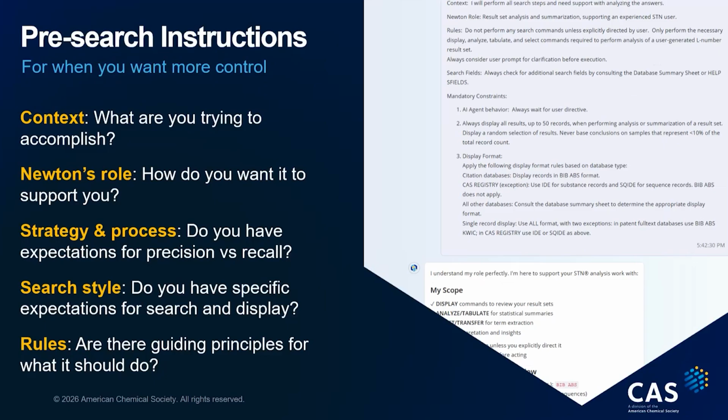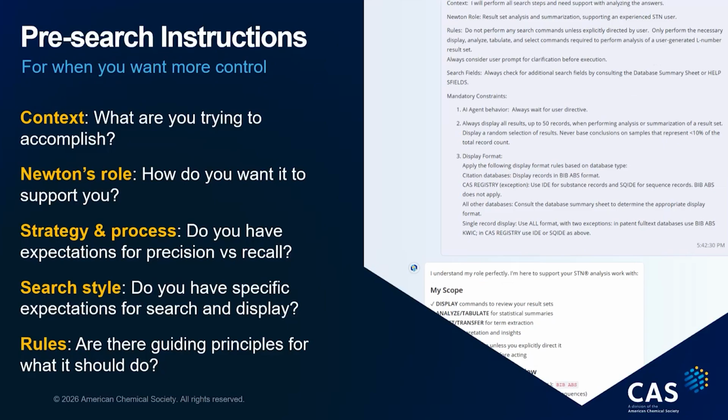So, for example, would you like to define that it goes from one database to another? Do you want it to segregate patent documentation from NPL? Do you have very specific expectations around how it deduplicates results? And then the search style itself. Maybe you have some strong preferences around how proximity operators are used or searching specific field codes. And then also the display. Do you want Newton to always display a multitude of results or perhaps a random sampling? How do you prefer the output to look? And then are there any additional guiding principles?